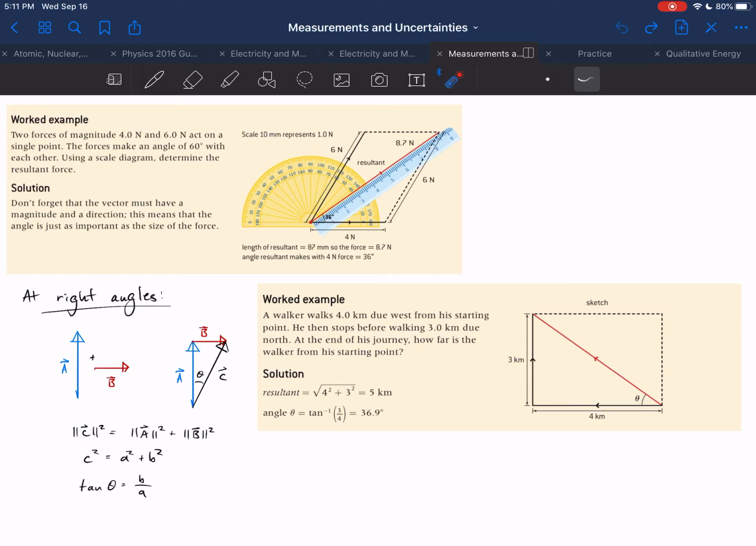So your tangent here is your opposite over your adjacent. And so tan of theta is equal to B divided by A, okay? And this is when the vectors are at exactly right angles. You can practice this skill using this practice question shown here.